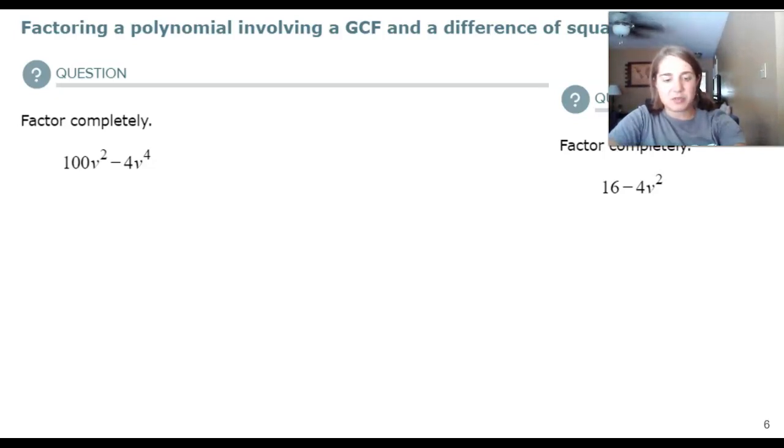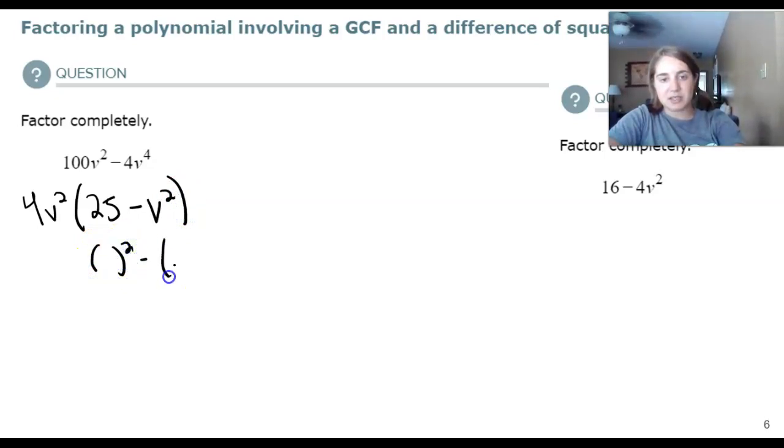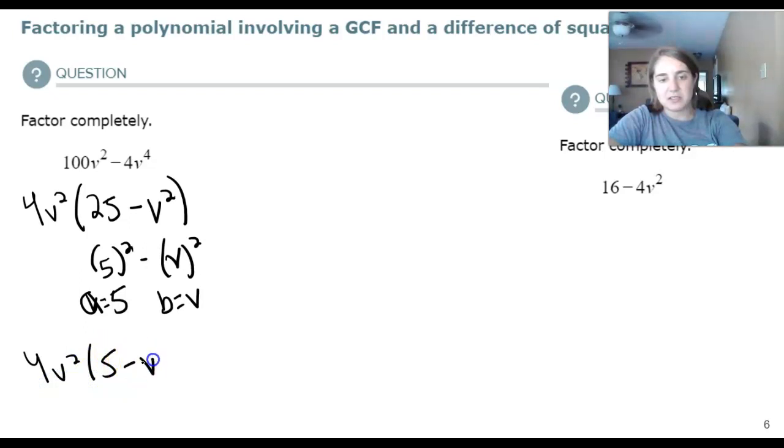I can still do these ones as well. I see that I have a greatest common factor of 4v squared. So I'm going to pull that out first. So I get 25 minus v squared. And I can write this as something squared minus something squared. A equals 5, b equals v. So 4v squared times a plus b, a minus b.